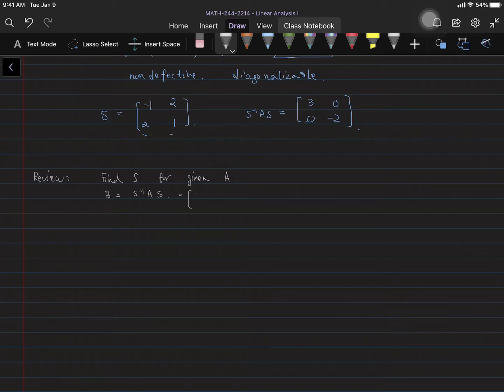B is made by lambda 1 to lambda n, in the diagonal position. It's a diagonal matrix with all the eigenvalues in the diagonal position. And what is S? S is made by all the eigenvectors. Okay, all the eigenvectors. And this is only for when A is not defective. Only when A is not defective is it diagonalizable.